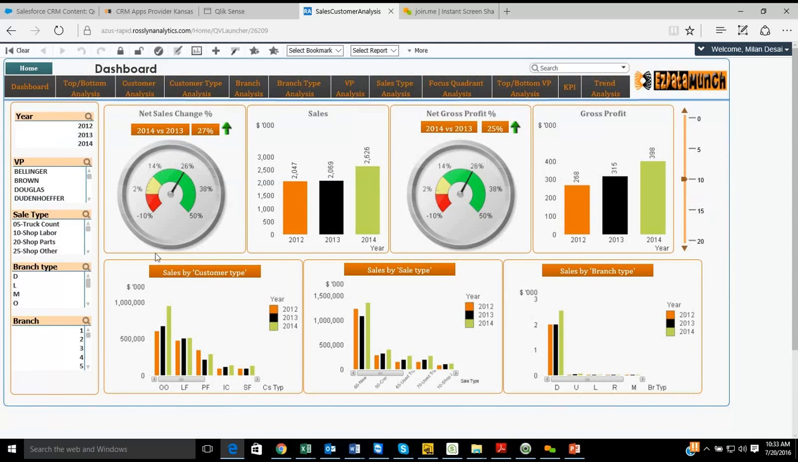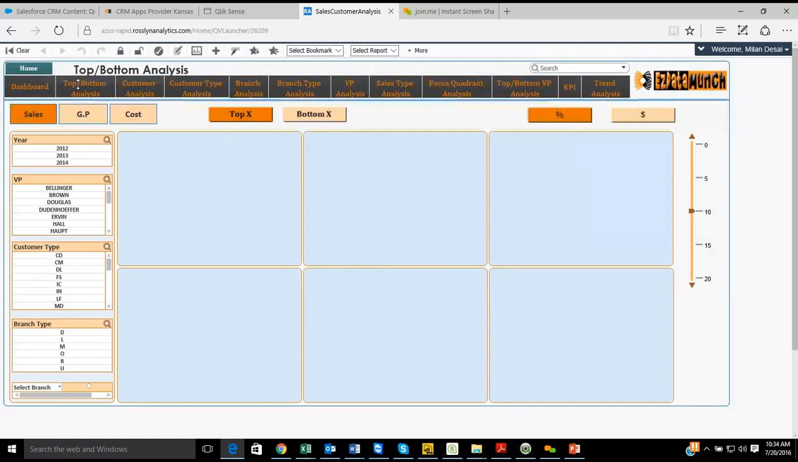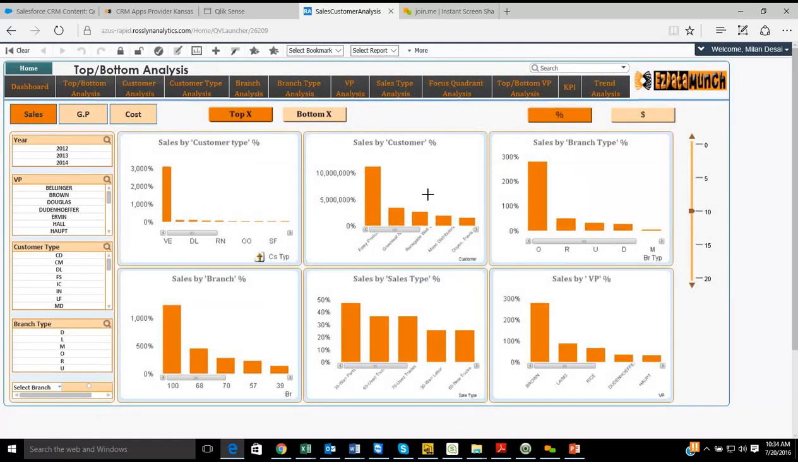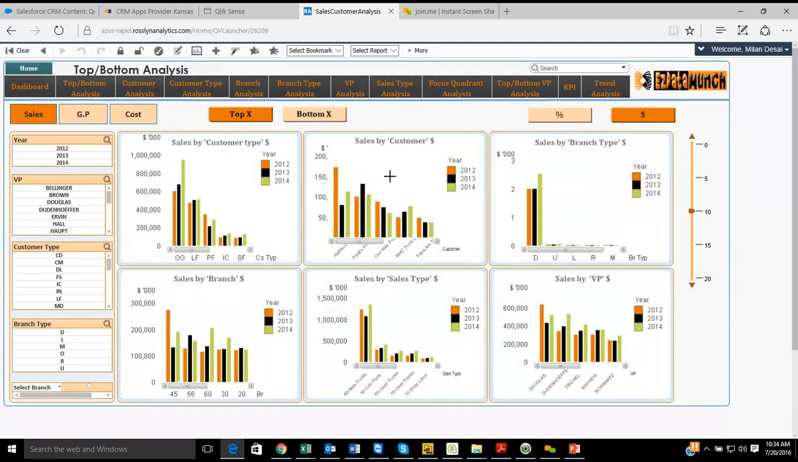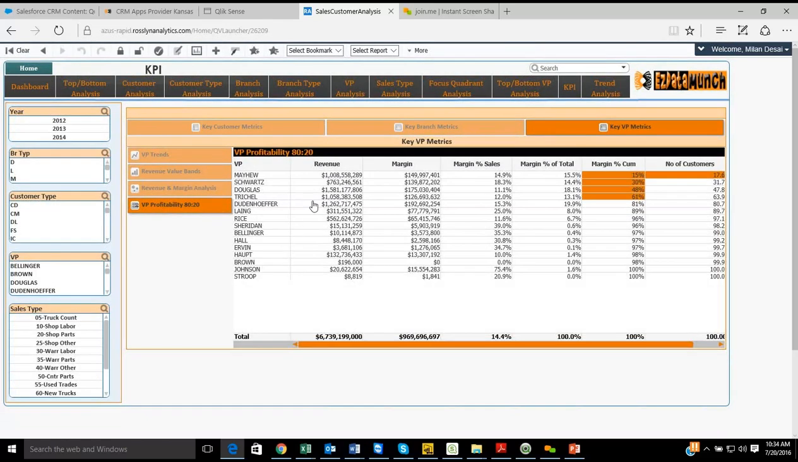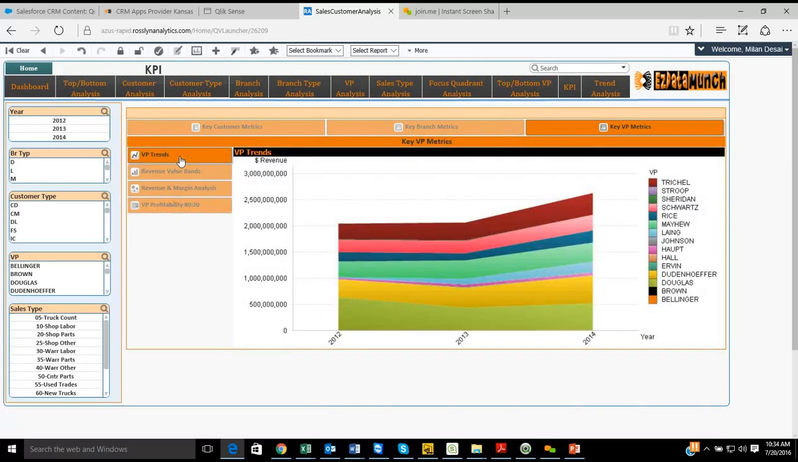So here, as you can see, we're looking at net sales change, gross profit. We are looking at sales by customer type, sales type, branch type. Top customers by different dollars price. So we are looking at customers by what's giving you the most number of dollars and things like that. Let's look at the KPIs first, then we come back. This gives you by sales wise. So who's the most profitable sales guy here, how they are generating the sales and how they're generating the revenues.